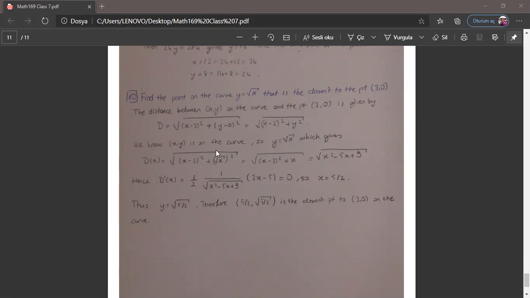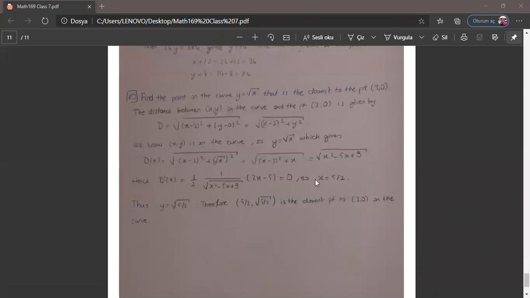Now we use this. If this is on the curve, then it should satisfy this equality. So instead of y, we write square root of x and get this function. Now we have a function in terms of only one variable, x. We need to minimize it to get the closest point. So we set d prime equal to 0, so this should be equal to 0. So x is 5 over 2. Thus y equals square root of 5 over 2, because we have this curve. So this is the point which is closest to the point (3, 0).